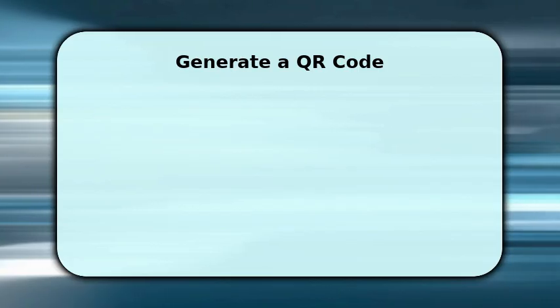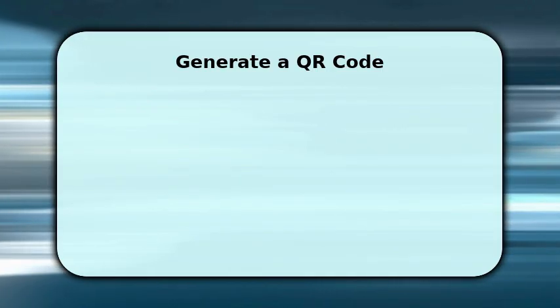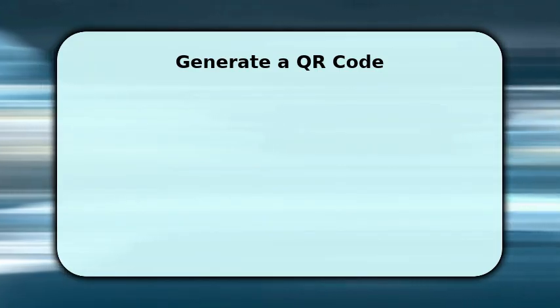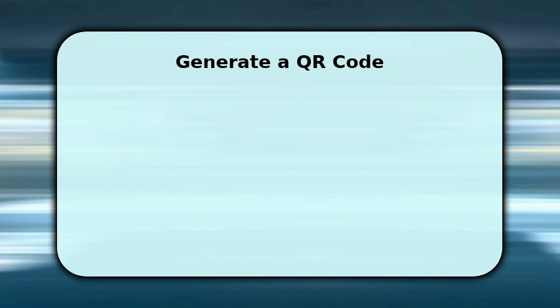Choose Error Correction at Quartile, which protects approximately 25% of the code area. Optionally add a small centered logo, keeping it under 30% of the code size. Download the QR at least 500 by 500 pixels for print and 300 by 300 pixels for web use.